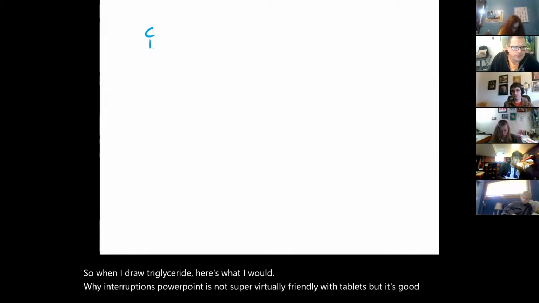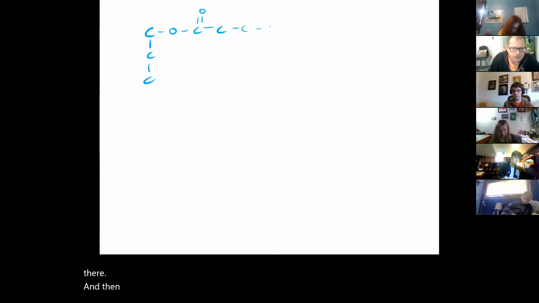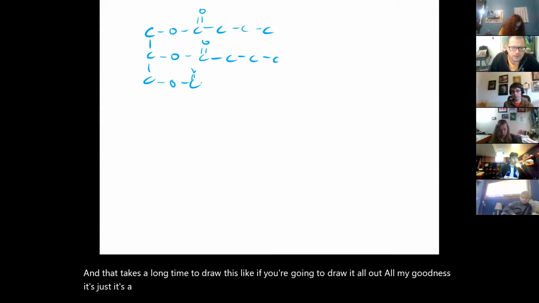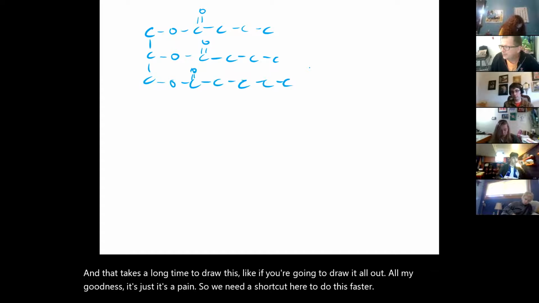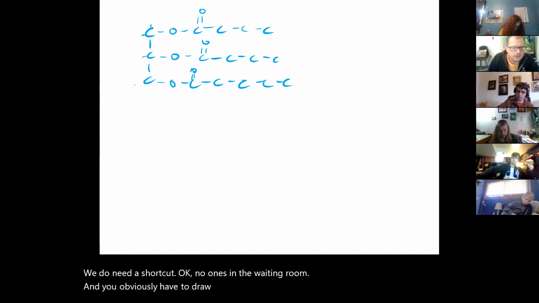All right, normally what I would do is draw this, and then I would put that ester bond in there, and then I would do my carbon chain. That takes a long time to draw. If you're going to draw it all out, oh my goodness, it's a pain. So we need a shortcut here to do this faster. And obviously I'd have to draw the hydrogens in. Oh my God, what a pain.